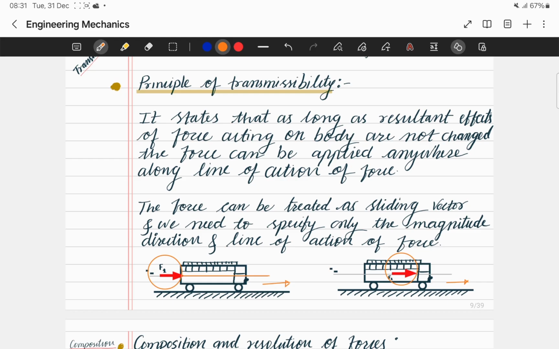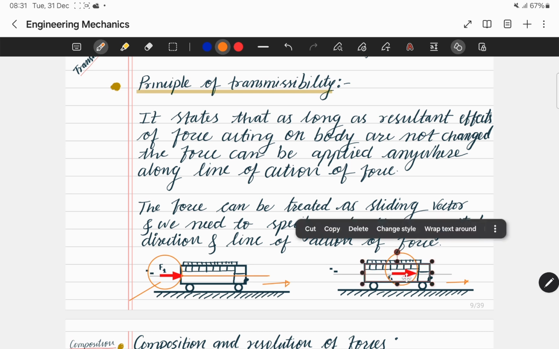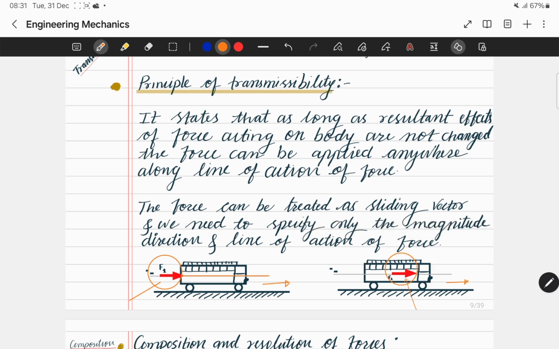Whether I apply this force F1 at this point or at this point, the effect is going to remain the same. What is the effect? It is nothing but the motion of that bus, and the motion is from left to right. So the effect of this force is not altered; the resultant effect is not changed. As long as the resultant effect is not changed, we can show the force anywhere along its line of action. That is nothing but the principle of transmissibility.